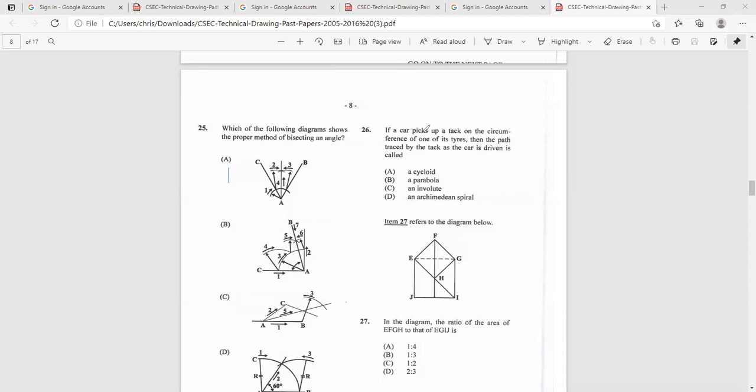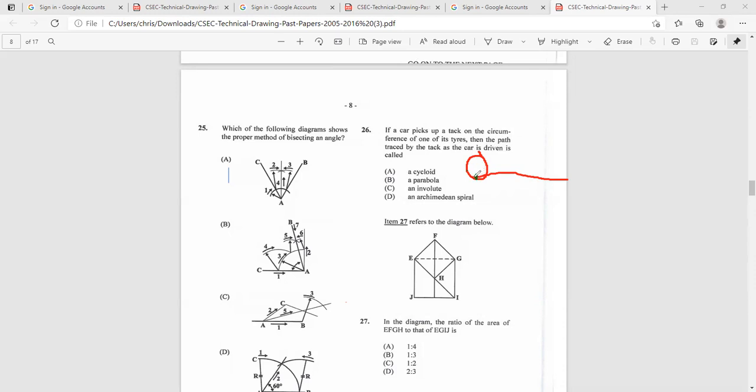All right. If a car picks up a tack on the circumference of one of its tires, then the path traced by the tack as the car is driven is called what? So this is the tire, and the car picks up a tack right here. Picks up a tack here, picks up a tack here.